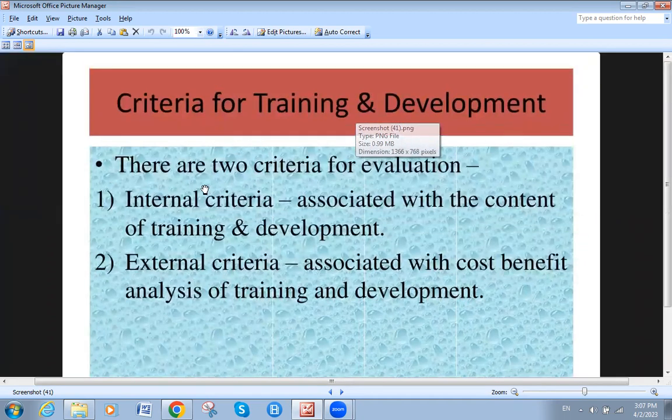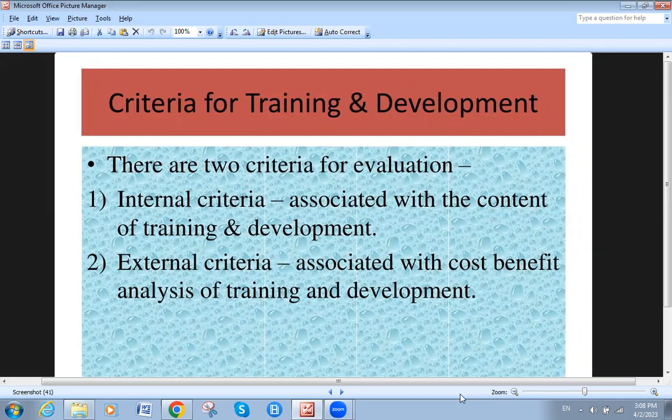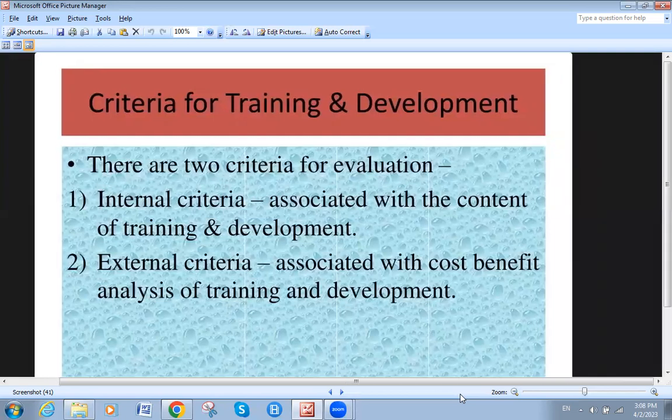It's criteria for training and development. There are two criteria for evaluation. The first is the internal criteria, associated with the contents of training and development. The external criteria is associated with the cost-benefit analysis of training and development. So don't forget, please, that the internal criteria is associated with the contents of the training program, while the external is associated with the cost-benefit analysis.